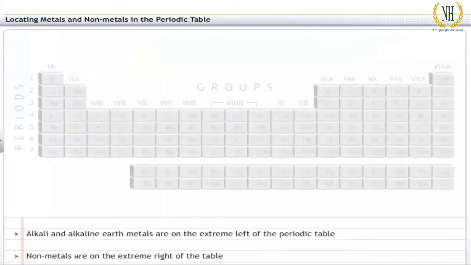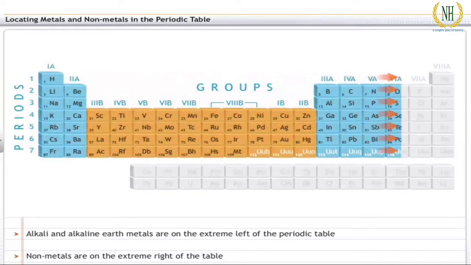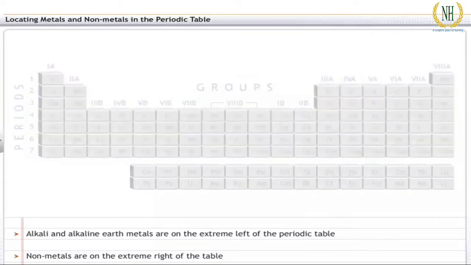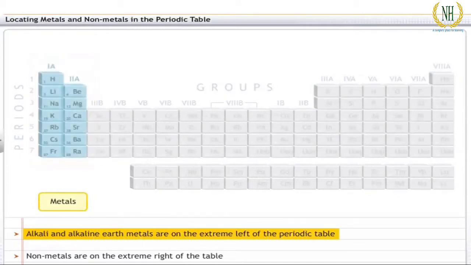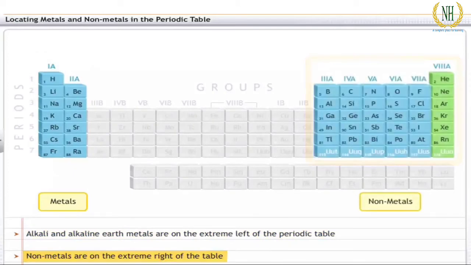To get an idea of the properties of metals and non-metals, let's first locate them in the periodic table. When elements are arranged in the increasing order of their atomic numbers in the periodic table, metals, including alkali and alkaline earth metals, are placed on the extreme left of the periodic table. Non-metals are placed on the extreme right of the periodic table.